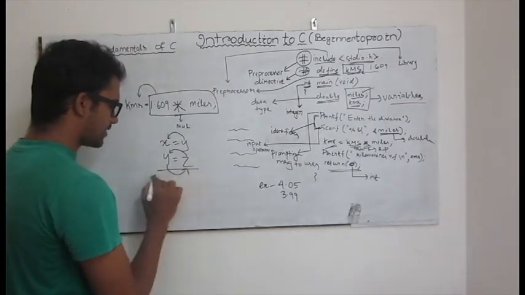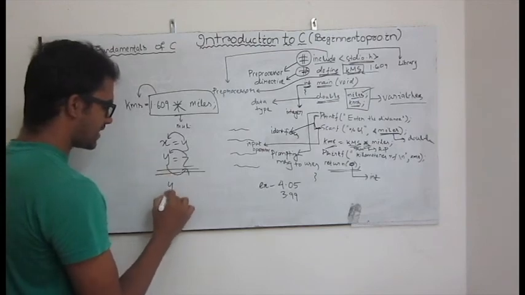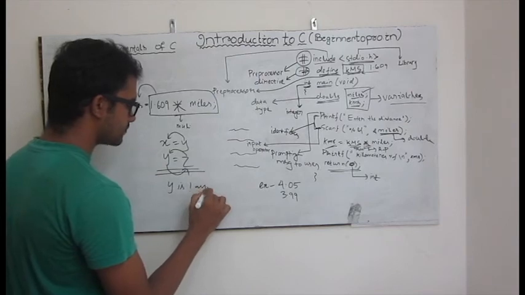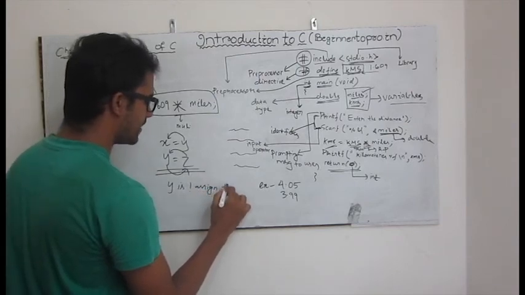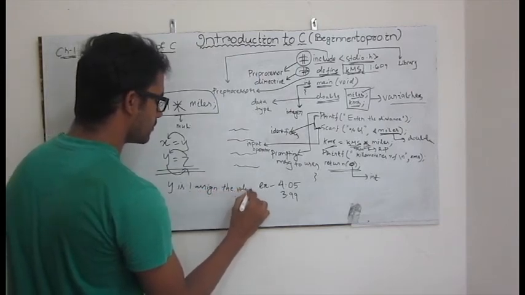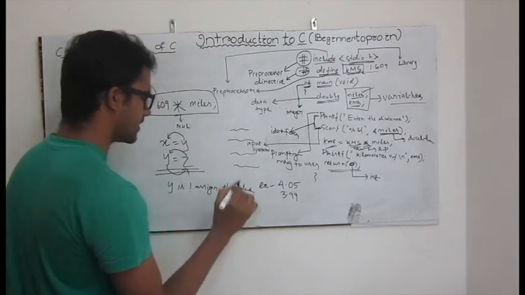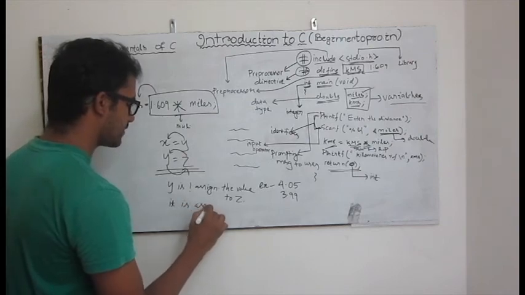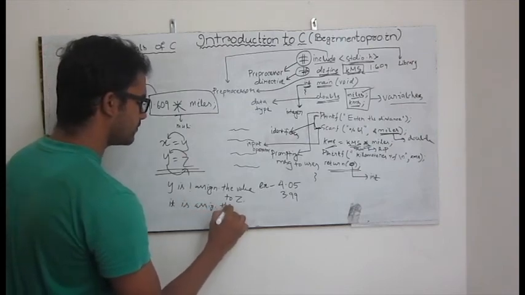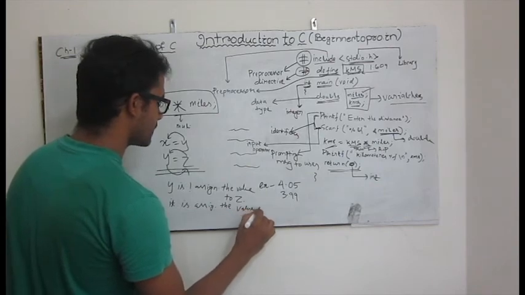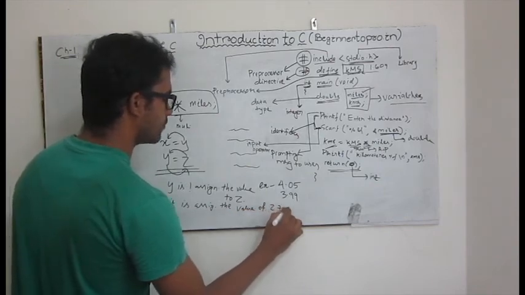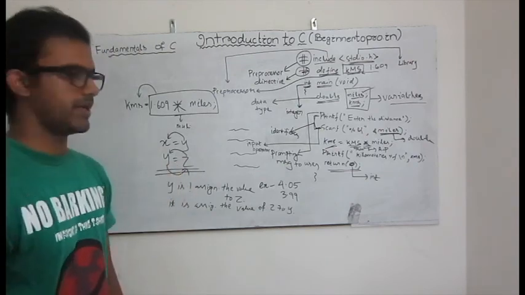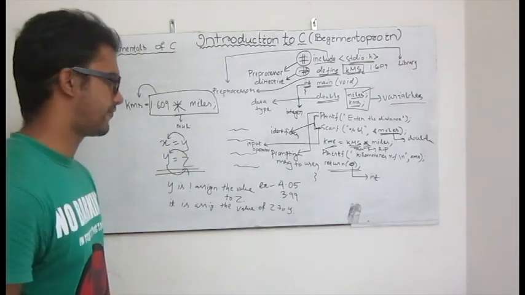It is not telling the compiler that you are assigning Y to Z. It is assigning the value of Z to Y. This is the main point you need to remember. Always from right to left.